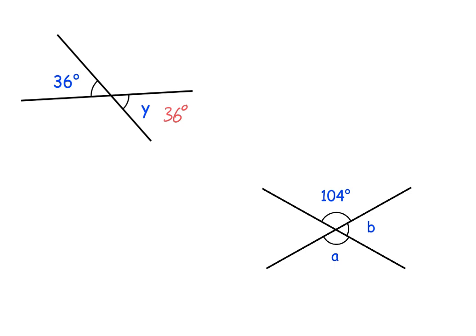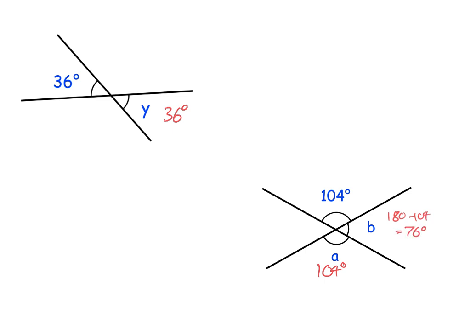For the next one below, we have A is opposite 104. So A is 104. And here we have B is on a straight line with 104. So B is going to be 180 rather, subtract the 104, which equals 76 degrees.